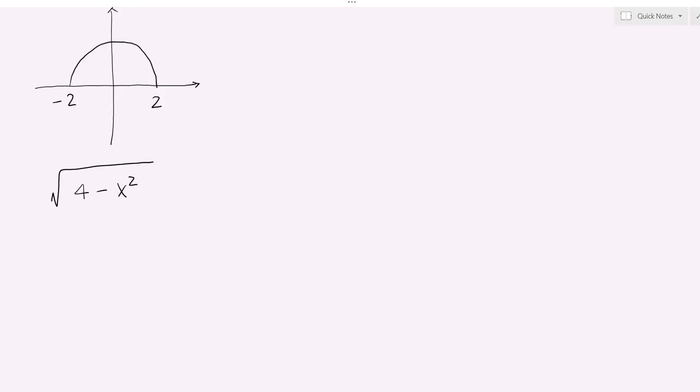Let me explain how we can use shifting left, right, up, and down to get new equations for a graph. Okay, so we start with a semicircle, and we know the equation is square root of 4 minus x squared, right? And then let's see what's going to be the new equation.